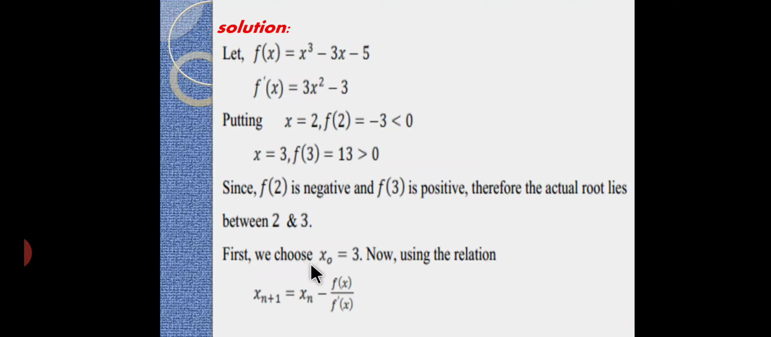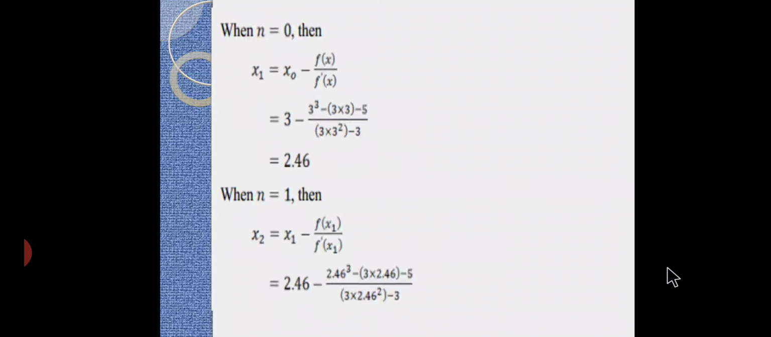Okay, so first we choose x naught is equal to 3. Now using the relation, the next iterations will be found using the Newton-Raphson method. So the formula is x(n+1) is equal to xn minus f of x by f dash of x. So put n is equal to 0. The equation will be x1 is equal to x naught minus f of x naught by f dash of x naught.